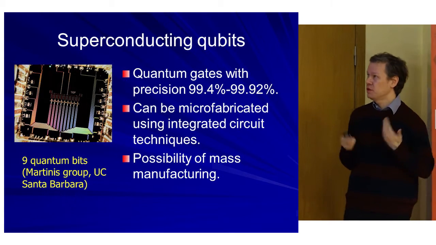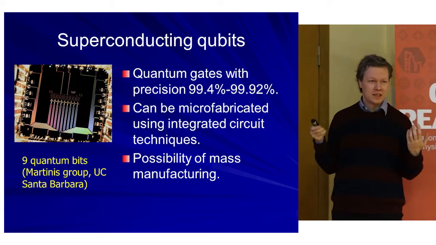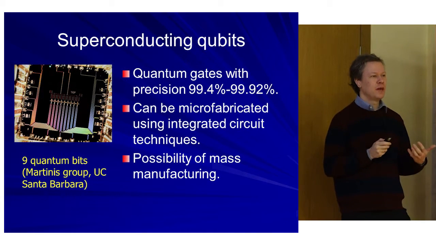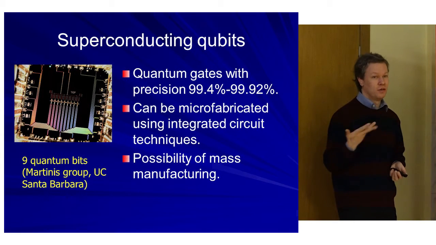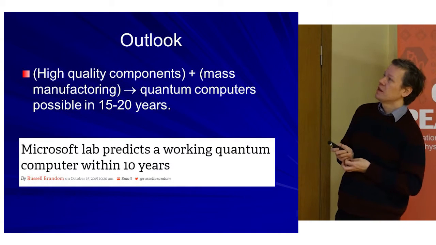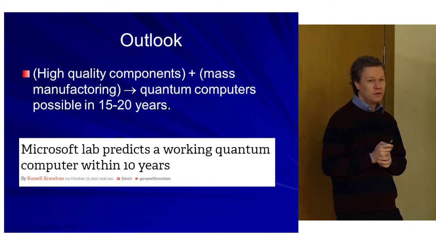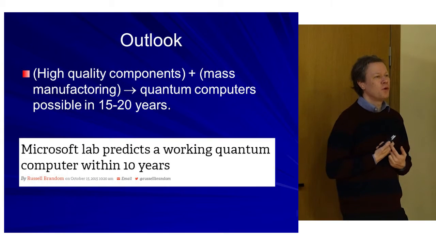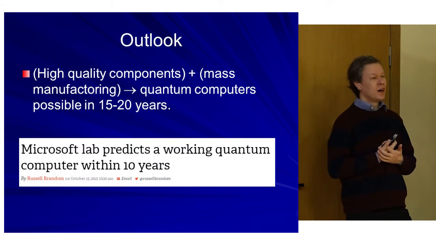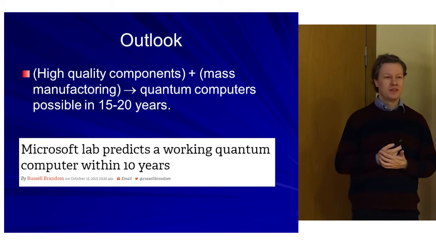In superconductors, what we know is that we can fabricate them using standard circuit techniques. So if we manage to get a few basic things right and go to, say, 20 or 50 quantum bits, we would probably be able to go to 1,000 or 10,000. And for this reason, quite a few experimentalists are getting quite optimistic about quantum computing. We have high-quality components, and we have them in technologies that allow mass manufacturing. So this gives hope of building quantum computers in 15 to 20 years.